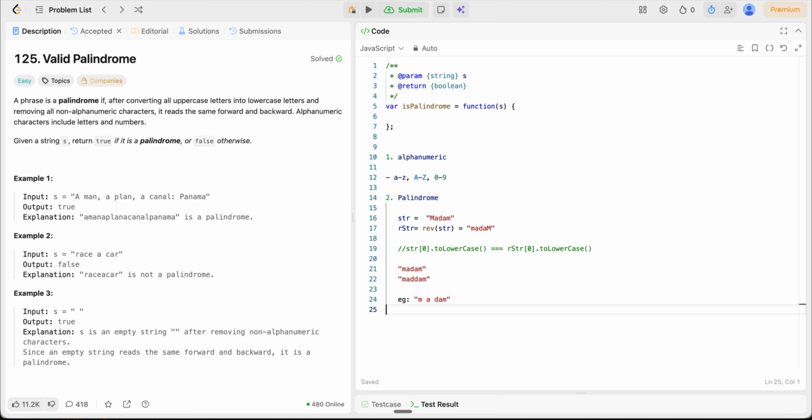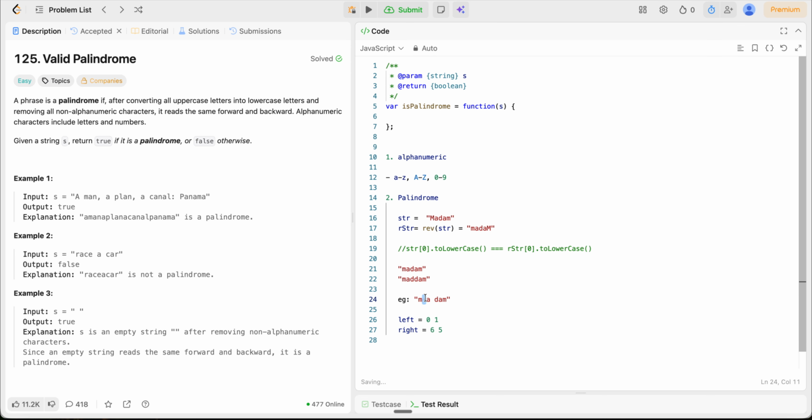Now whenever I see these spaces, I can skip them when I am traversing, instead of creating a new string without the spaces. So what will I do? Let's say my left is at 0 and my right is at, let's say, what is the length? 3, 4, 5, 6, 7. 7 minus 1 will be 6, right? So m and m are equal. So what will I do? I will increment my left pointer, I will decrement my right pointer.